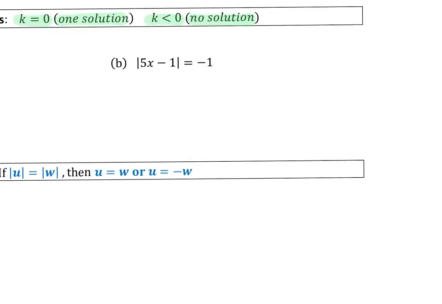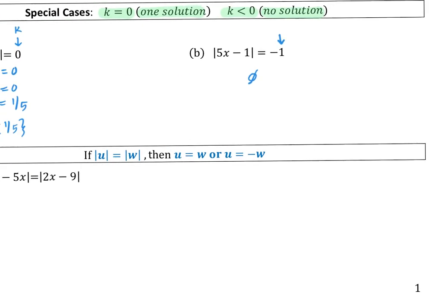However, if you have an absolute value equal to a negative number, the absolute value is a distance. It is never negative. So it doesn't matter what x values I put in, this will never be equal to a negative number. So it doesn't matter what negative number it is, there's no solution. And I don't have to do any work for that.